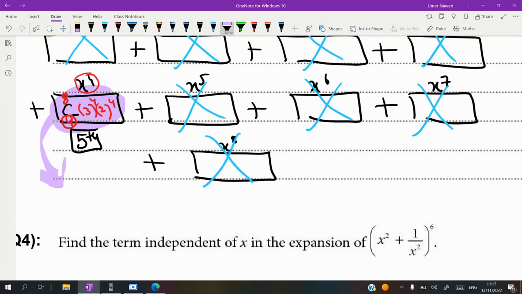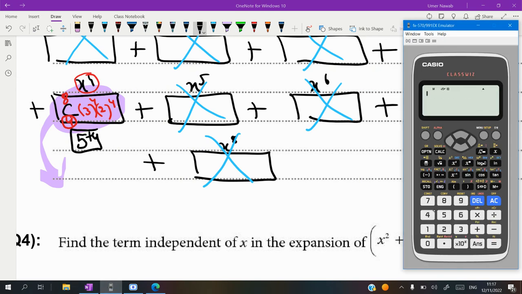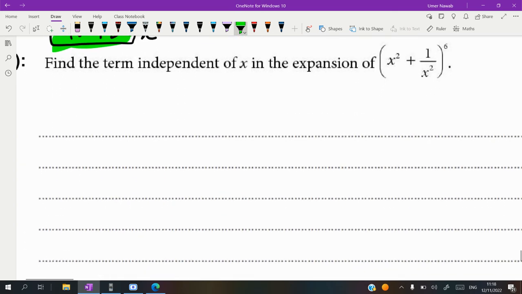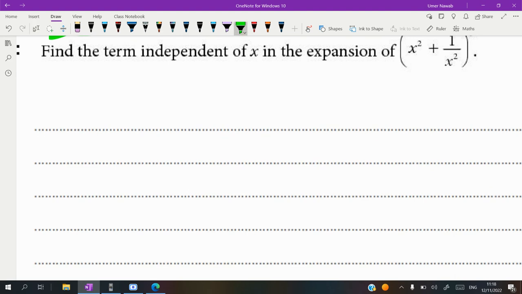8C4. I'm going to write it in the calculator: 8C4 times 3 raised to power 4 times 2 raised to power 4. So I'm getting 90720. If you want to write x^4 along with that, it's fine. But the coefficient of x power 4 in the expansion will be 90,720.